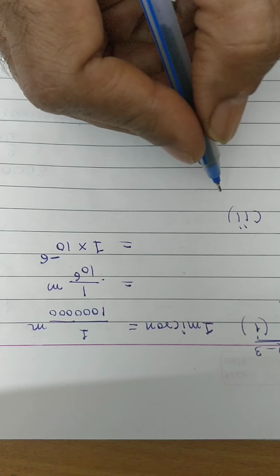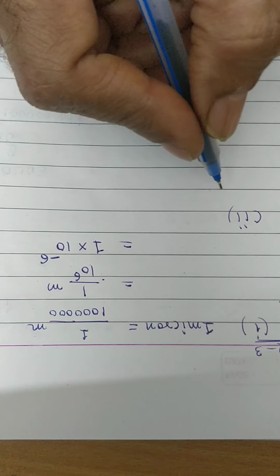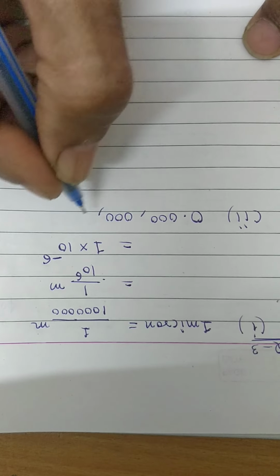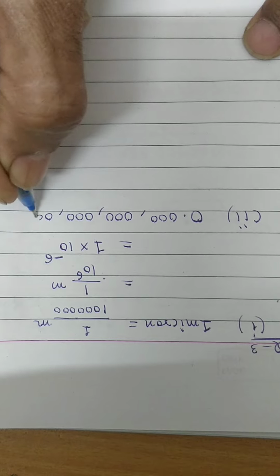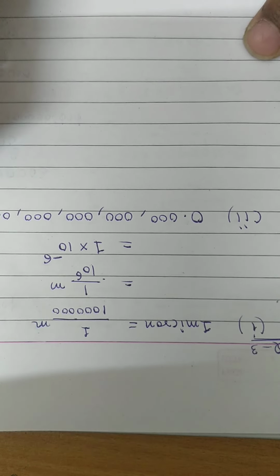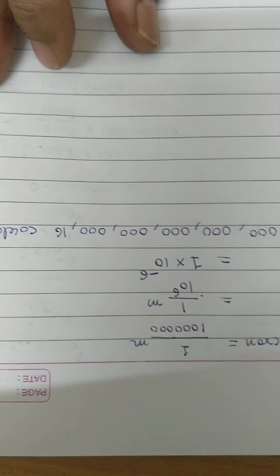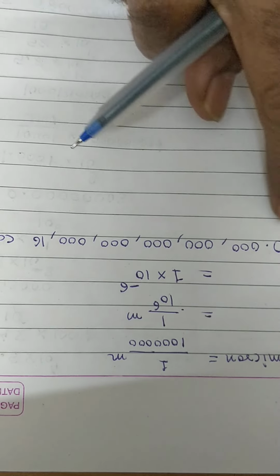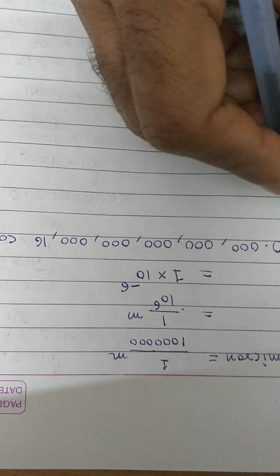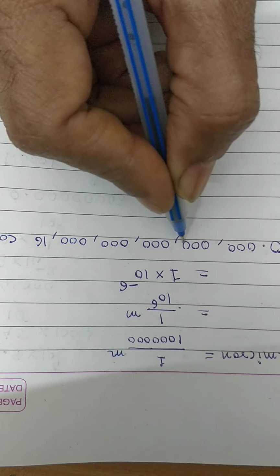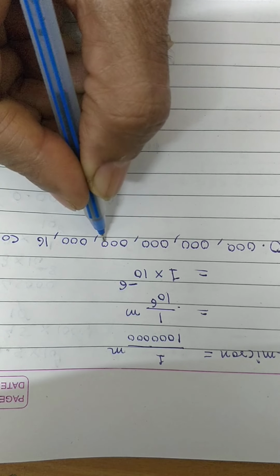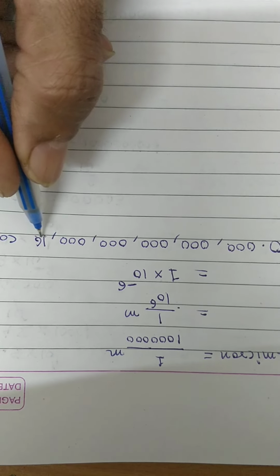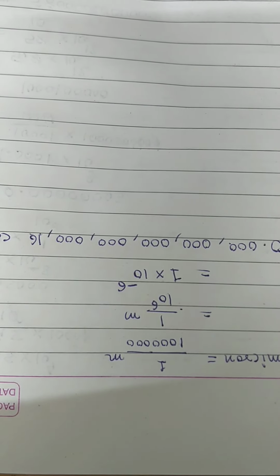Now, the charge of an electron is 0.16 coulomb, with 16 zeros after the decimal point before the digits 16. One electron's charge is given here. So there are 17 digits after the decimal point.